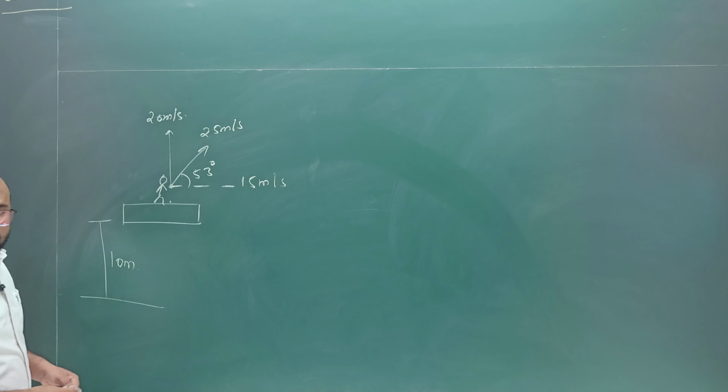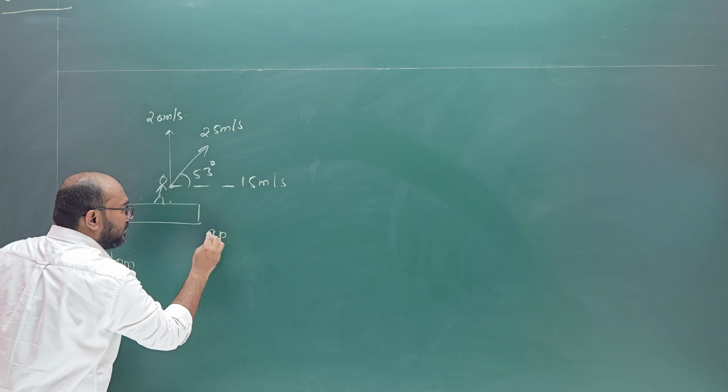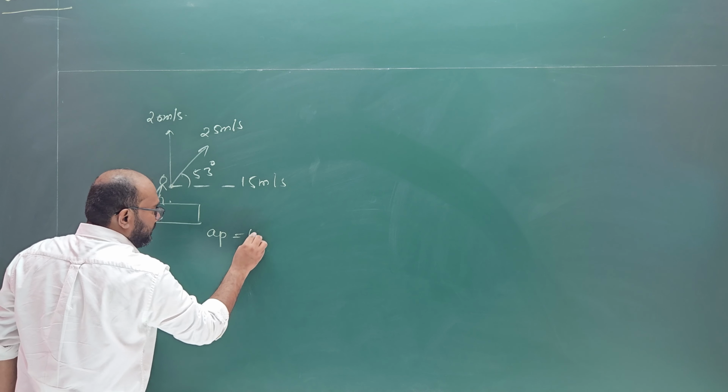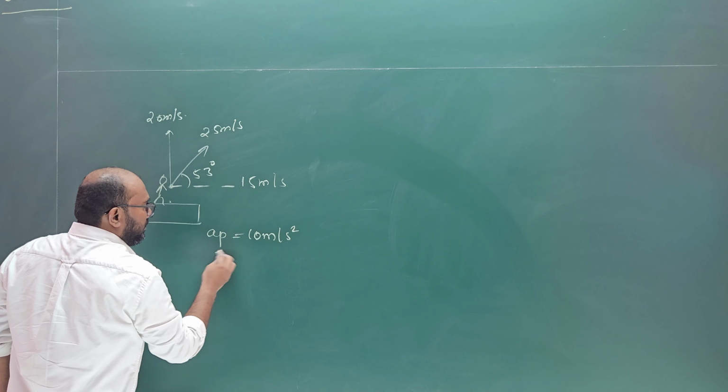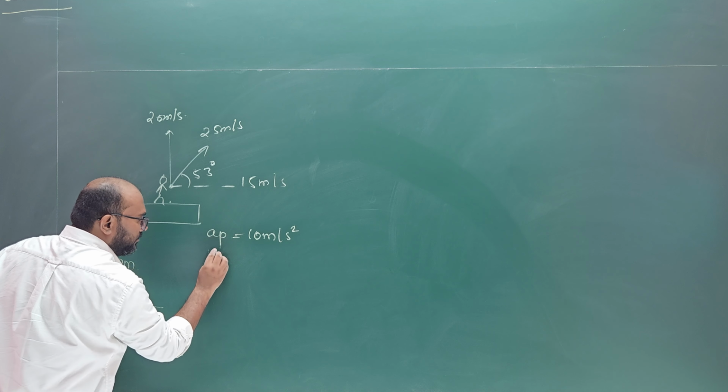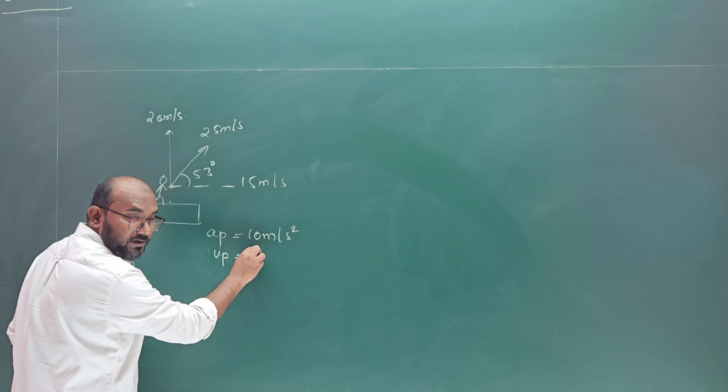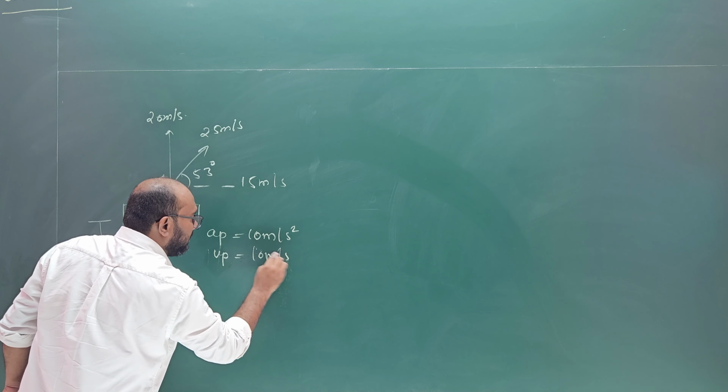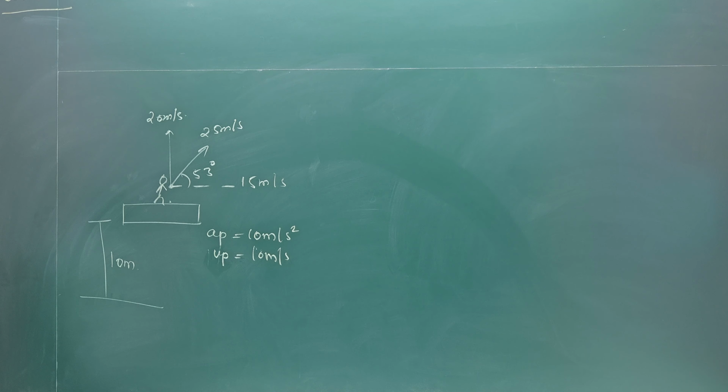And what is the acceleration of the platform? 10. Okay. और velocity इसको UP लिख देंगे. Velocity 10. Okay. Velocity is also 10 meter per second. Now we already discussed that all things will remain same, that is with respect to ground and with respect to, let us calculate only with respect to what?